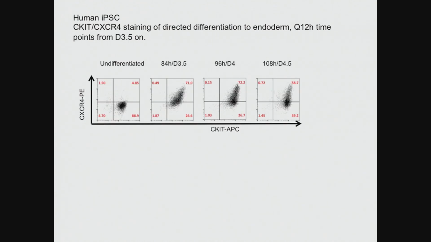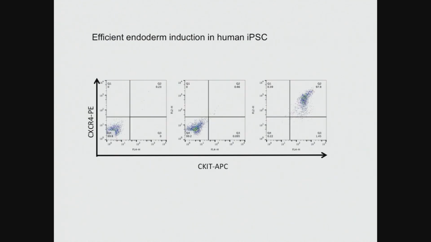Okay, human. So here's human iPS cells, CXCR4 on the y-axis, c-KIT on the x-axis. On differentiated cells are all c-KIT positive. And then here we have 84 hours, 96 hours, and 108 hours of activin. And you can see that we clearly have a double positive population. I thought I had a better graph in here.